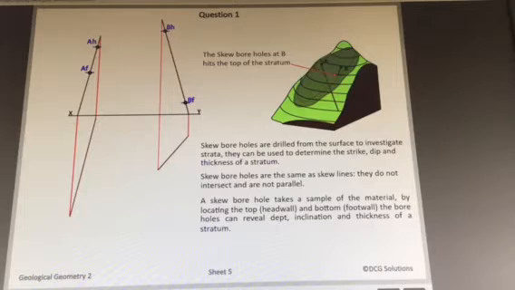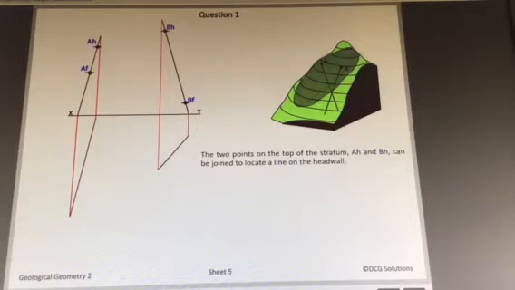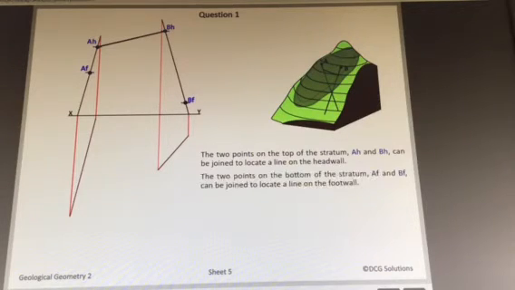The skew borehole at B hits the top of the stratum and the bottom of the stratum, so they both go through the stratum. Two points on the top of the stratum, AH and BH, can be joined to locate a line on the head wall. So that's what you'll be doing in your question. And the two points at the bottom can be joined, so that's a line across the foot wall.